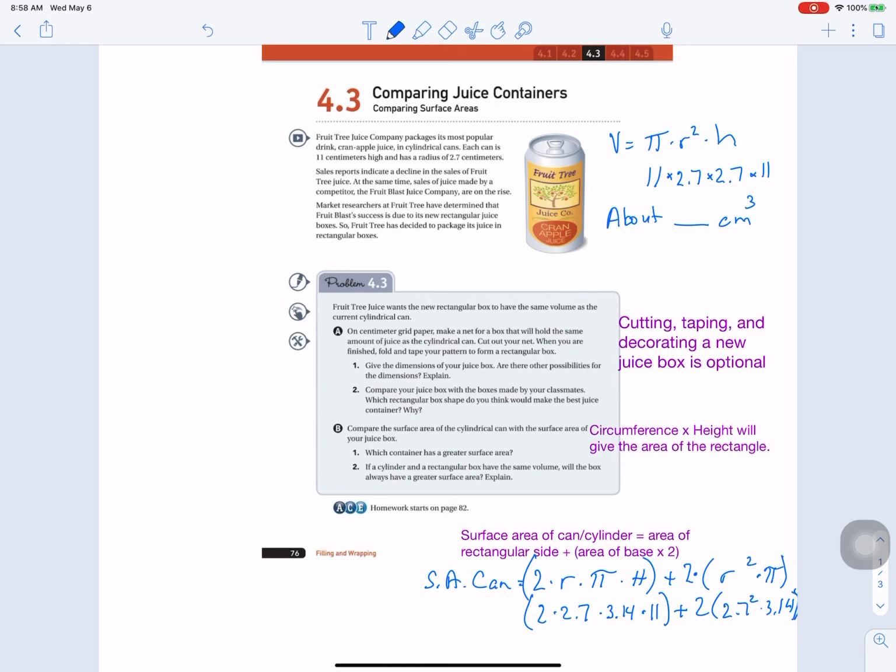Today we are going to continue exploring cylinders, and we're going to look a little bit more closely at surface area of cylinders. And there's this situation where a fruit tree juice company packages its most popular drink, cran apple juice, not my favorite, in cylindrical cans. Each can is 11 centimeters high and has a radius of 2.7 centimeters.